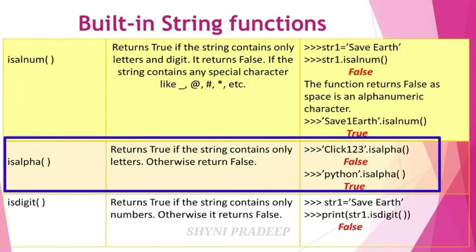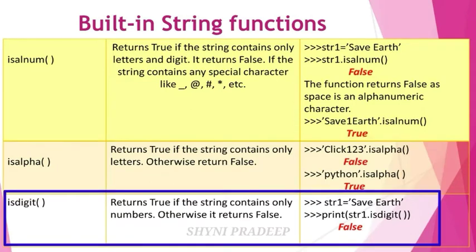And next is isalpha. This function returns true if the string contains only letters, otherwise it returns false. If the string contains only letters, it returns true, otherwise it returns false. See one example: "Python123". Is it true or false? False, because it contains letters and numbers, so it is false. Next, see "Python". Is it true or false? True, because it contains only letters, so it is true.